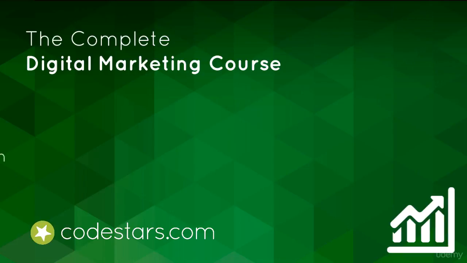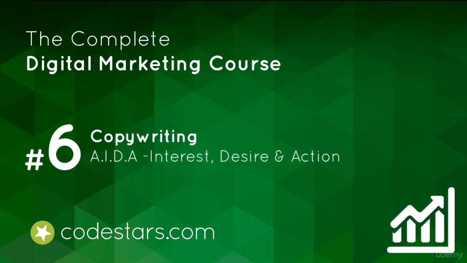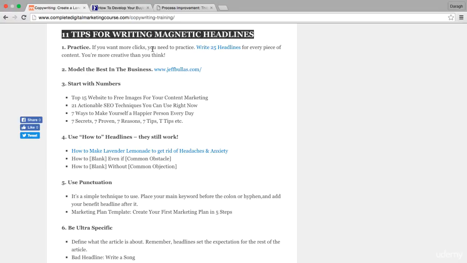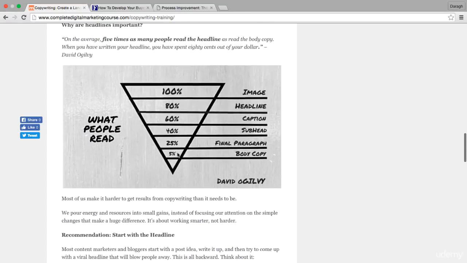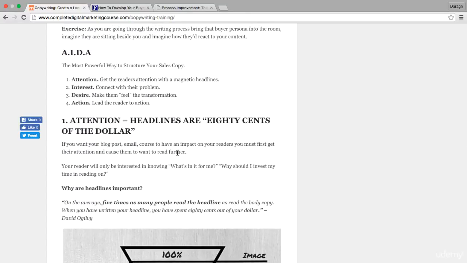In the last lecture, you learned 11 tips for writing magnetic headlines. I gave you the tools to really practice those headlines and also places that you can look for inspiration, and also then the formulas that you can use and the tips to really write magnetic headlines. Now that was really the most important part of our AIDA formula, the formula that we're using to structure powerful sales copy. And that really finished off with attention.